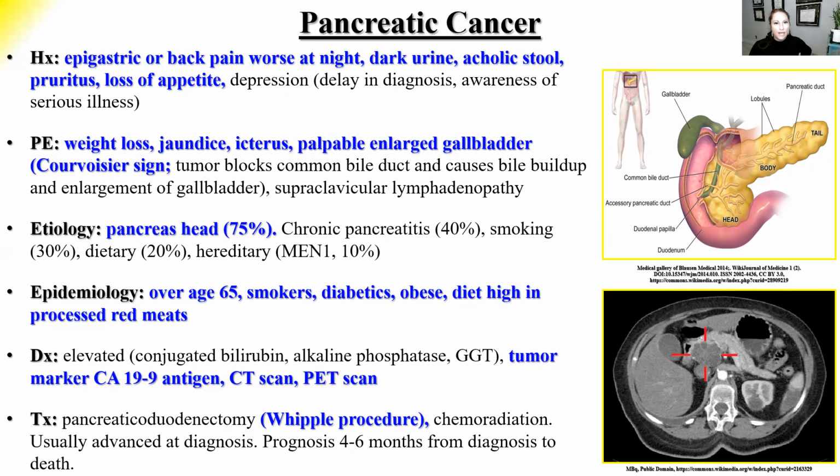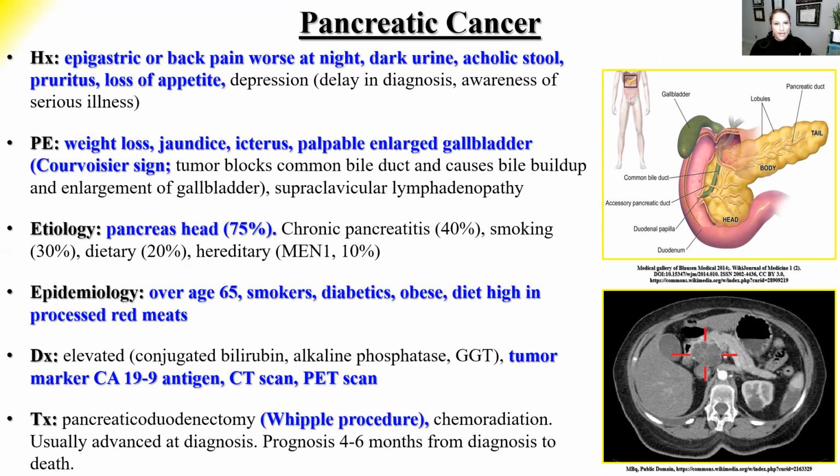The Courvoisier sign. This is a palpable enlargement of the gallbladder. You should not really be able to feel the gallbladder. But what happens is that tumor blocks the common bile duct, and that causes bile to build up in the gallbladder and to make it enlarged. So because the tumor is blocking the bile, the gallbladder gets bigger. So the Courvoisier sign is a palpable gallbladder.